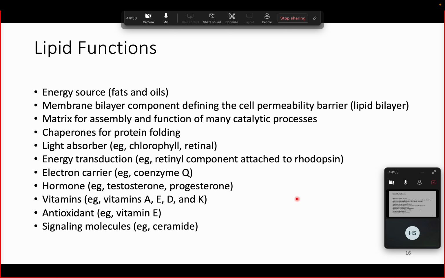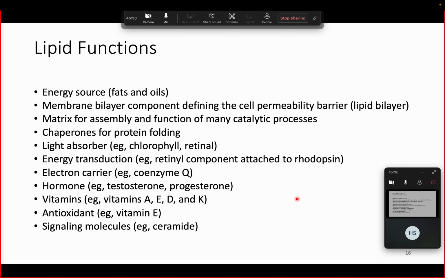Okay, so the functions of lipids include energy source. We know that fats and oil, during extreme condition, can act as substrate for energy, correct? Then membrane bilayer component, defining the cell permeability barrier. We are discussing this since the beginning of this course. Matrix for assembly and function of many catalytic processes. This is associated again with the lipid raft model which we have discussed in the beginning of this course. Then chaperones for protein folding.